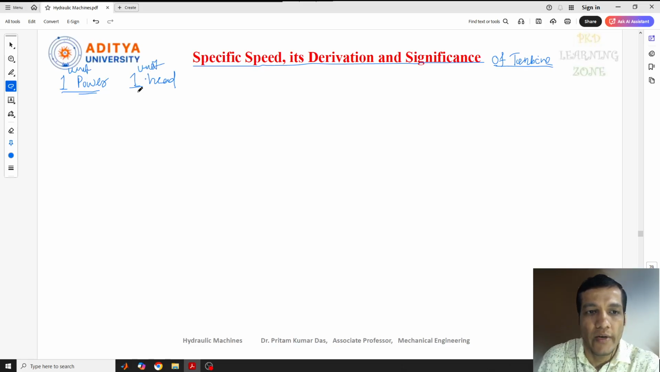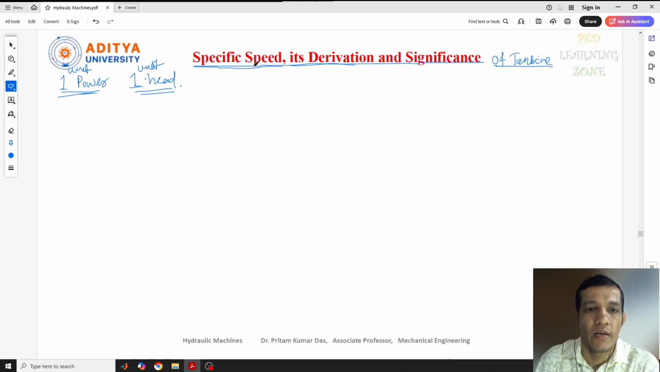That means we need to create a turbine and test it under 1 unit head, and that should develop 1 unit power. So this is for testing purposes. This specific speed will be used to identify which category of turbine it is and for what purpose we can use it.